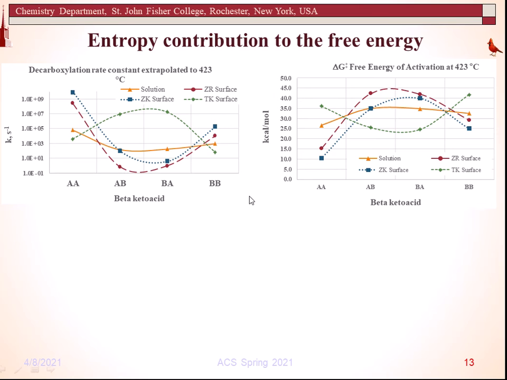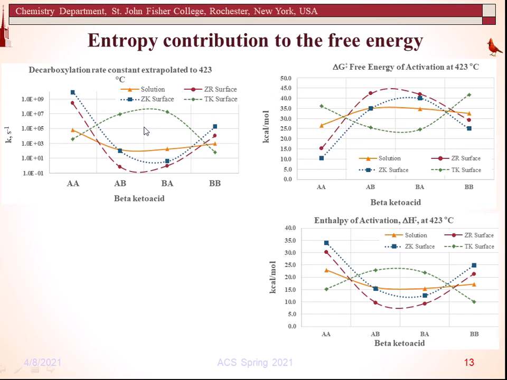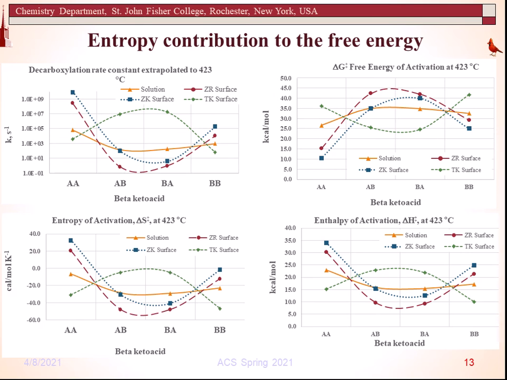With the KH treated titania catalyst, TK, this is the opposite. The free energy is lower and the rates are higher for the unsymmetrical ketones formation. The enthalpy has the opposite trend. It is not the enthalpy that defines the free energy. The entropy of activation is negative for all acids except for the acetoacetic acid, the least substituted AA, on the zirconia catalyst.